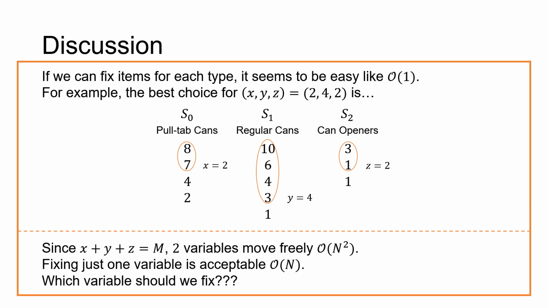Now, we have x plus y plus z equals m, and it's sufficient to move two variables out of 3, but it still takes the order of n squared, and it exceeds the limit. Instead, we should fix a variable out of 3. Then, here is a question: which one should we fix?